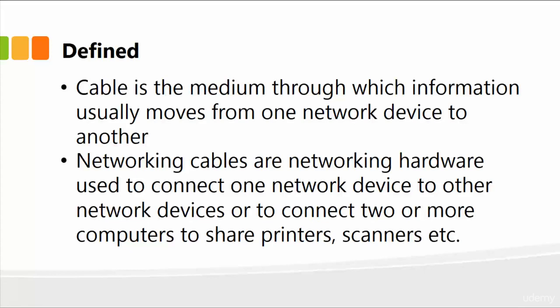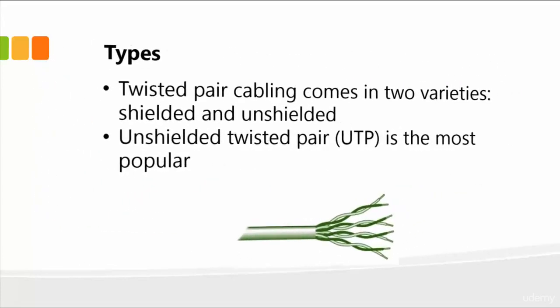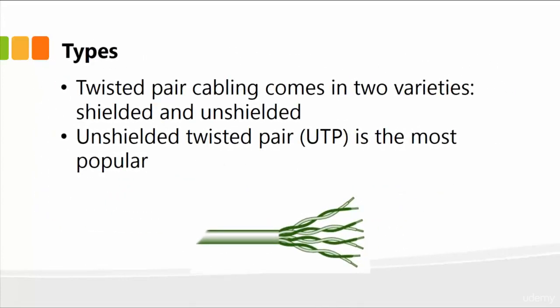So networking cables, which form the basic networks, are networking hardware used to connect one network device to another network device, or to connect two or more computers to share printers, scanners, and so forth. The main two types of network cables are the twisted pair cabling, which comes in two varieties: shielded and unshielded twisted pair cable. The UTP, also known as the unshielded twisted pair, is the most popular and common. So every time you see a network cable connecting two computers, most likely it's a UTP cable.